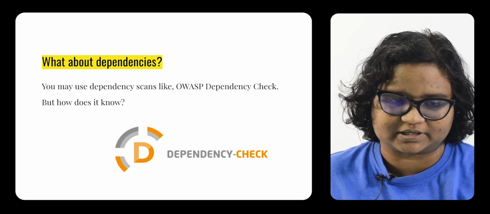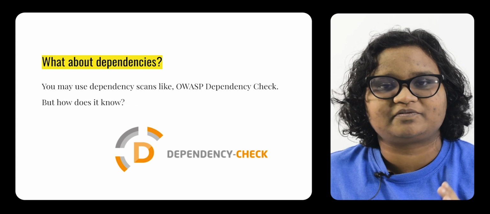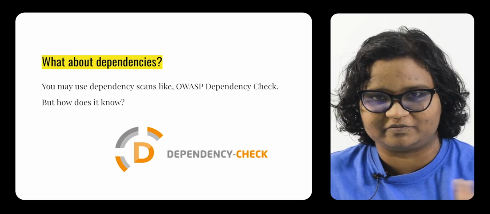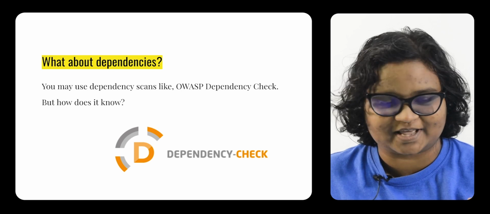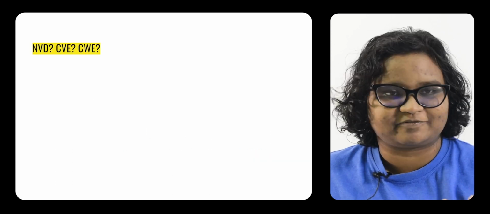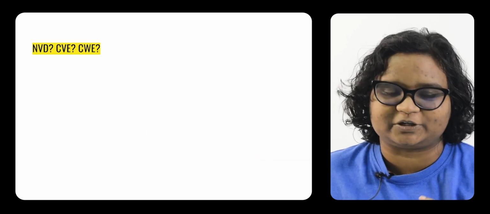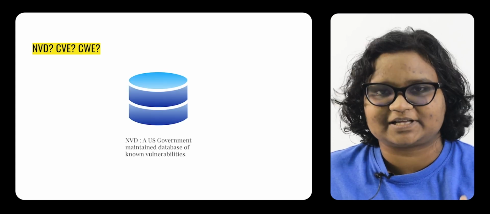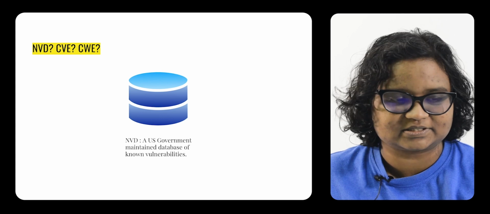and then it can use that information to check against the dependencies that you have in your project. And there are a couple of other acronyms that you must know, because when you Google, you will be overwhelmed with the number of acronyms out there. So let's just clarify a few of those before we go further into the presentation. So NVD, if I say NVD, that's National Vulnerability Database.